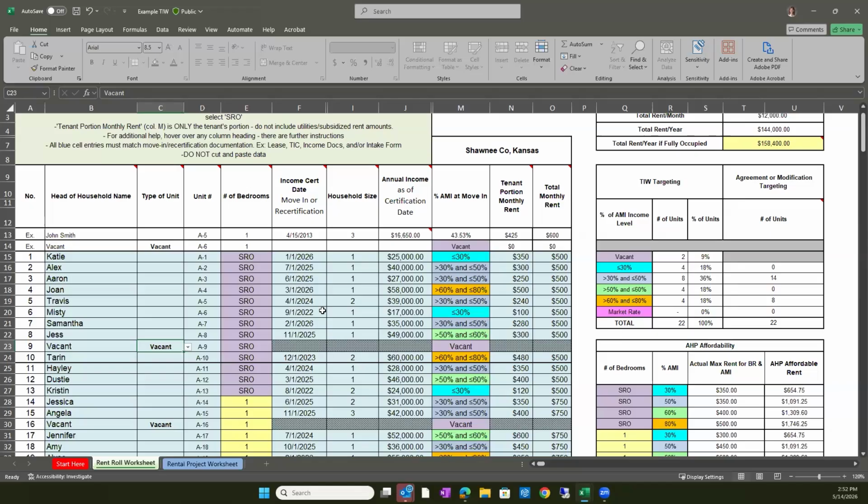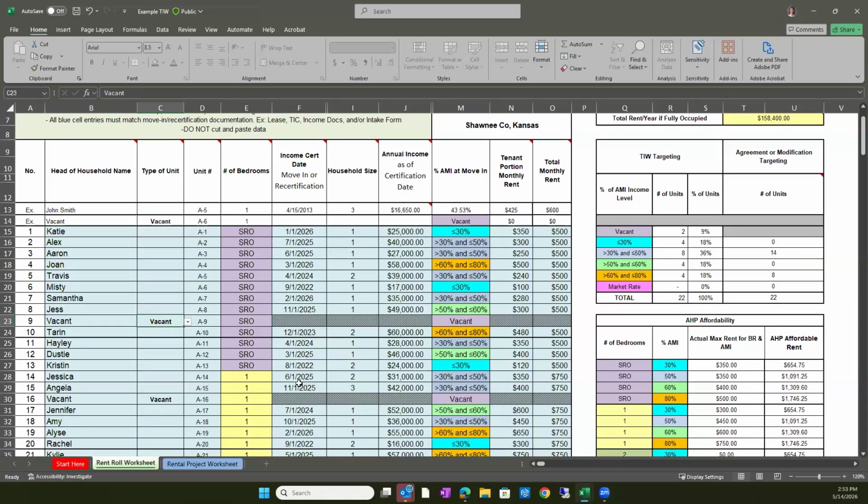Okay, in terms of income certification here, quick note, the income cert date is the date when the household was income certified. So that could be the date they moved in, that could be a recertification later on, but that is what this income cert date is here in the middle. So you can see all these pretend tenants are all across the board in terms of when they were income certified, but this helps us determine what income standards to compare against. And then in the annual income column, you're going to enter their total income amount as of that certification date. So those should correspond to each other there.